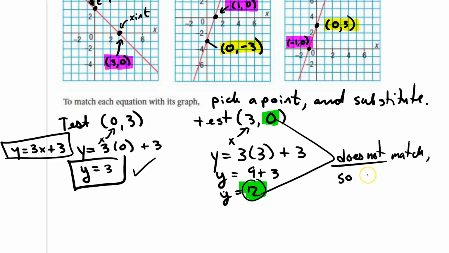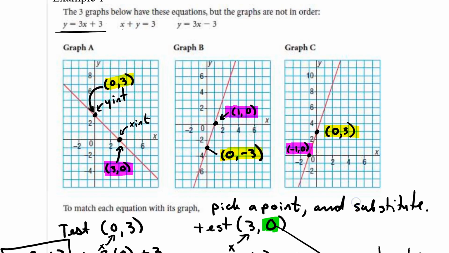So the first graph is not y equals 3x plus 3. Now we have to use a little bit of logic here. This one has the point 0, 3 and this one also has the point 0, 3. That means this one does not though. This has 0, negative 3. So that means that this graph right here is this one, the one that we tested.